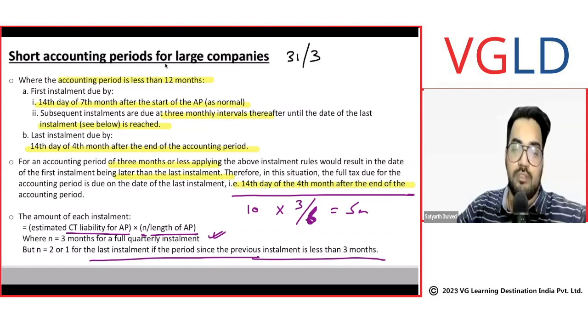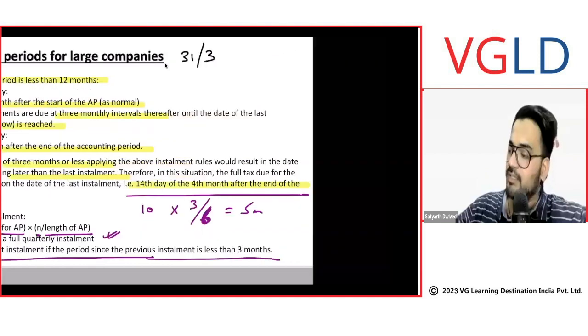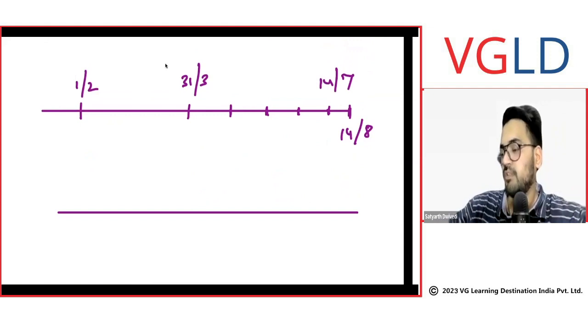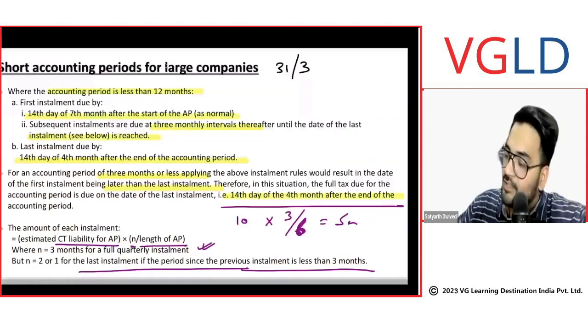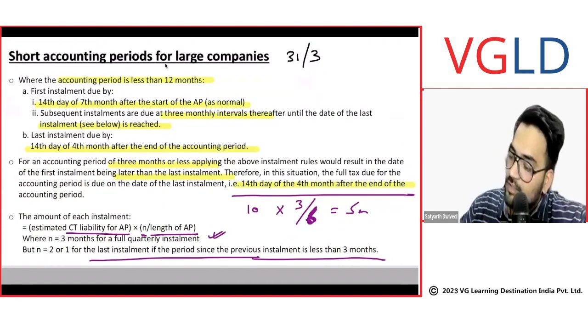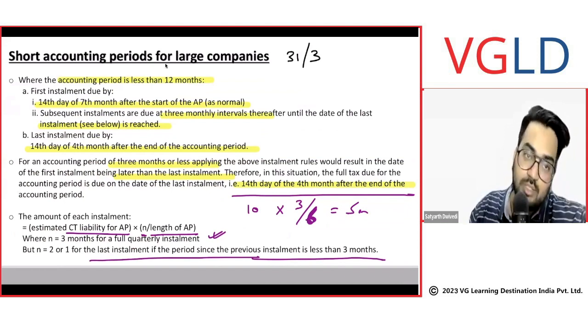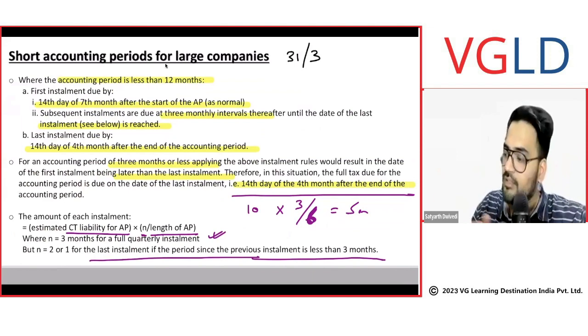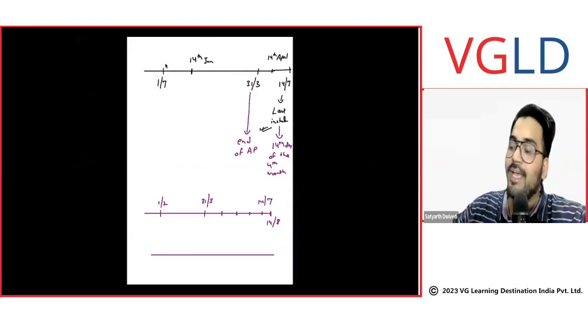But suppose the period since the last installment. So if we look at this one more time, they are saying that n is equal to 2 or 1 for the last installment, if the period since the previous installment is less than 3 months. So if you've paid the previous installment, but the gap to the last installment is less than 3 months, right? Then what do you do? So you take n as less.